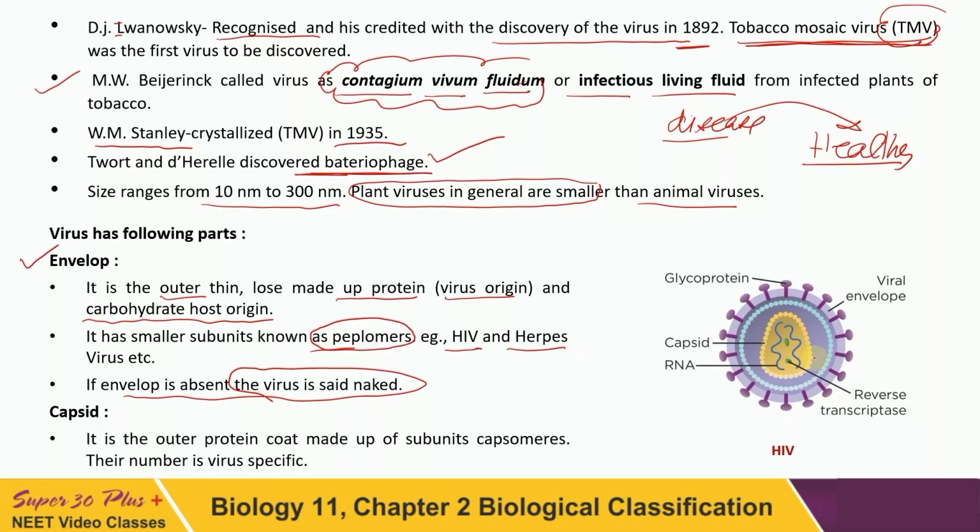You are seeing the diagram of this HIV. This is the viral envelope, and the unit of this is known as peplomer. Then after this envelope, there is an outer protein coat just beneath the envelope. If the envelope is absent, then the outermost coat will be of protein made up of subunits known as capsomere. The number of capsomeres is very specific.